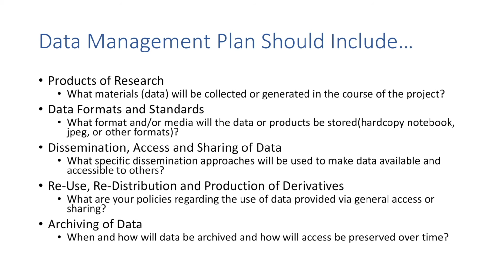Dissemination, access, and sharing of data really is about what specific dissemination approaches will be used to make data available and accessible to others, including any pertinent metadata needed to interpret the data. In this case, available and accessible refers to data that can be found and obtained without a personal request to the PI, for example, by download from a public repository. What plans, if any, are in place for providing access to data, including websites maintained by the research group and contributions to public databases and repositories?